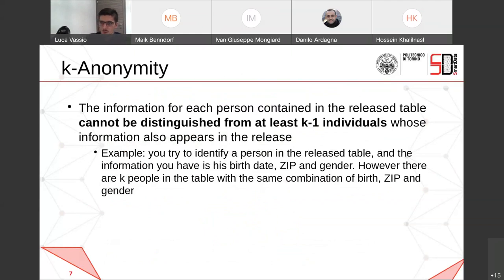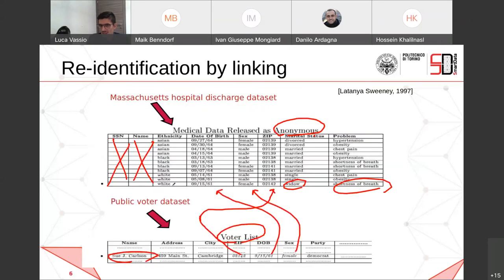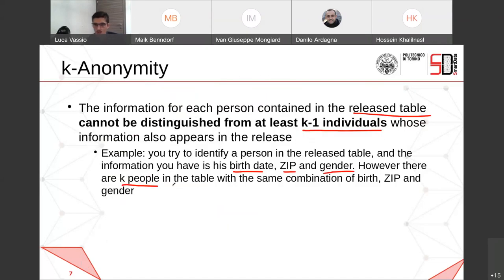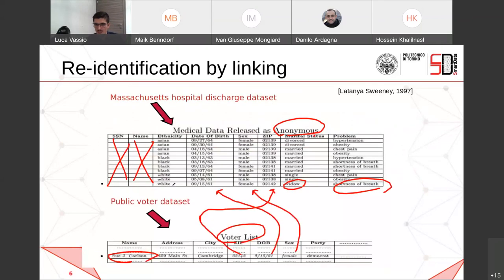And so how can we do that? If we release a table, then the information of each person inside this table cannot be distinguished from at least other K minus one individuals, whose information is also in the release asset. So if you take the previous example, and we have the information about the birthday, the zip, and the gender, well, if you search in the dataset for each combination of these three quasi-identifiers, there are always at least K people. And so we have to change this table in order to be K-anonymous, of course, with K greater than one, because in this case, there was just one person that had these characteristics.